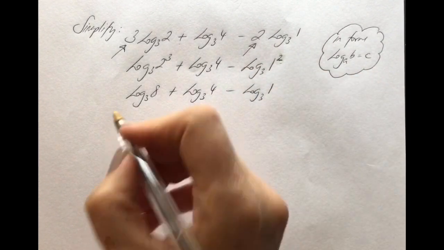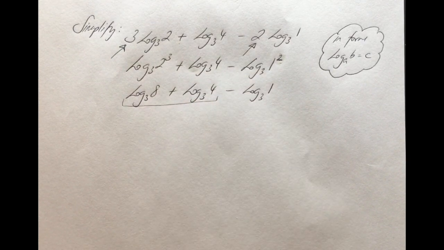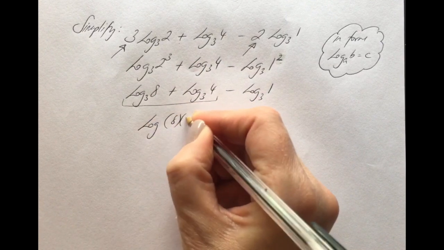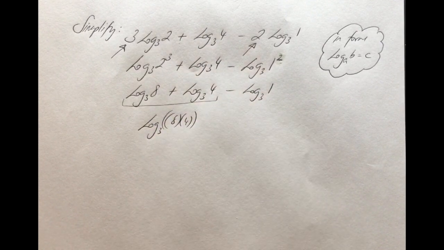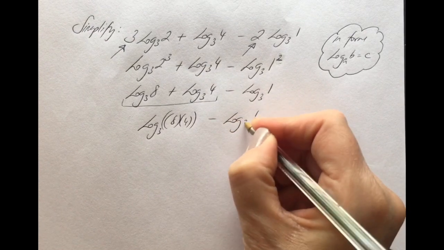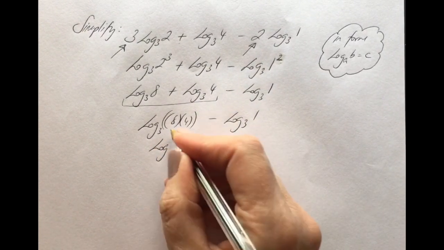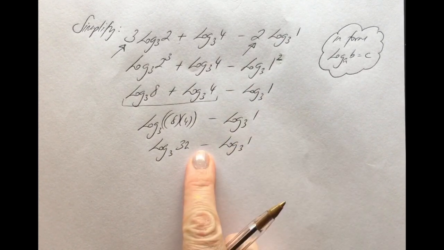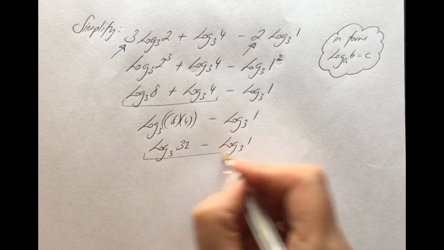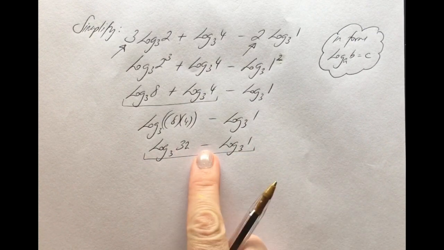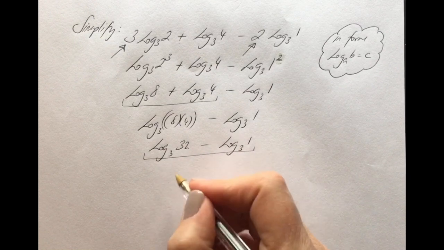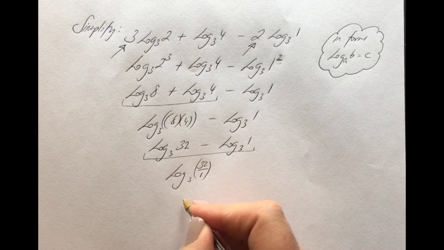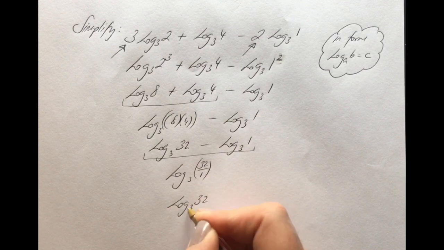And now applying my first law, if I have two logs that are being added and they're both in the same base, I can just multiply the numbers. Take away then the log 1 in the base 3. Well, on the left hand side, 8 times 4 of course is 32 in the base 3. And now if I want to tidy up the subtraction, I'm going to apply my second law, which says that if you're subtracting logs and they're the same base, I can divide those numbers. And log 32 divided by 1 in the base 3 is 32 in the base 3.